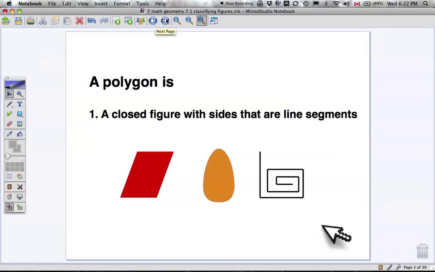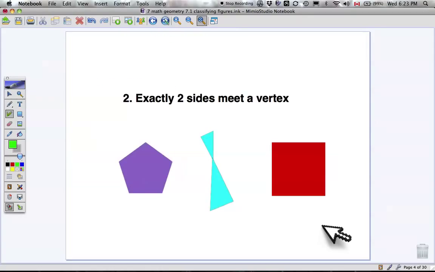A polygon has three criteria that we need to meet. We're talking about simple polygons today, and the first one is that it's a closed figure with sides that are line segments. So this is a closed figure because it's not open, as another way of looking at it. This beautiful egg is also a polygon. This one is not a polygon. You can see that this little line segment right here ends, it doesn't join back to it, so it's not a closed figure.